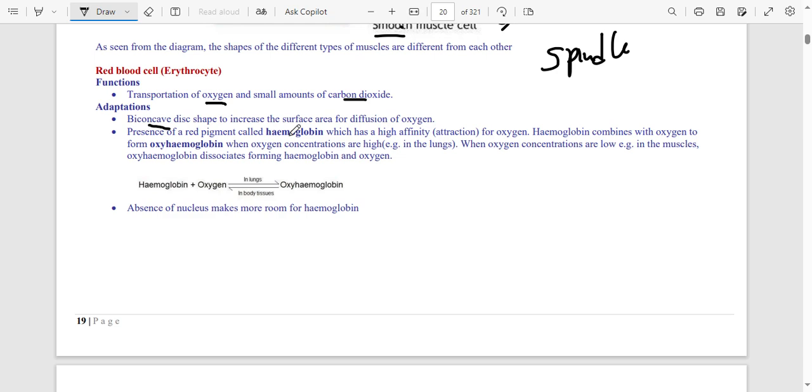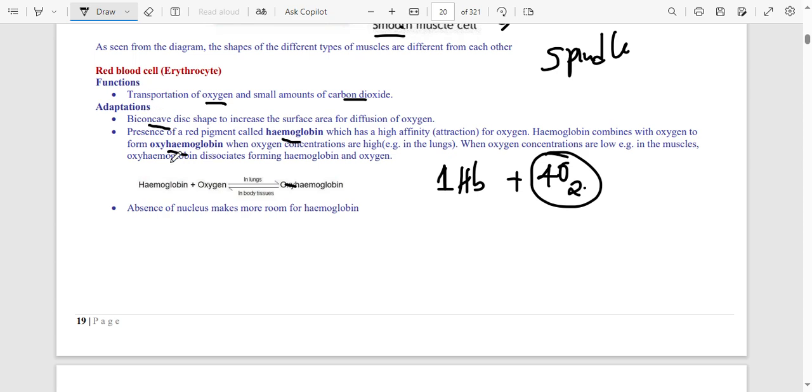They also have a red pigment which is known as hemoglobin. Hemoglobin is what binds, what carries oxygen. So when hemoglobin combines with oxygen, you form what is called oxyhemoglobin. Actually, one hemoglobin is going to carry four oxygens at a time, like that, to form oxyhemoglobin. And this oxygen now can move from the lungs and it will be taken to the rest of the body.